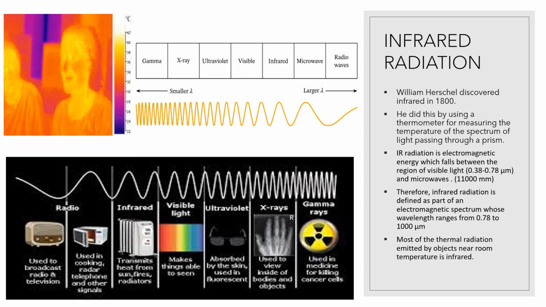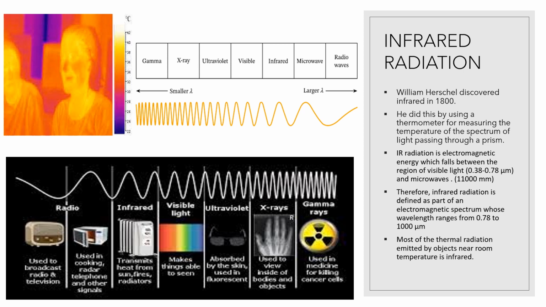So infrared radiation was discovered by William Herschel in 1800, and he discovered this during a process in which he was using a thermometer for measuring the temperature of the spectrum of light passing through the prism. Infrared radiation is EM energy which falls between the region of visible light and microwaves, and therefore infrared radiation is defined as that part of the EM spectrum whose wavelength ranges from 0.78 to 1000 micrometers. Most of the thermal radiation emitted by objects near room temperature is usually infrared.